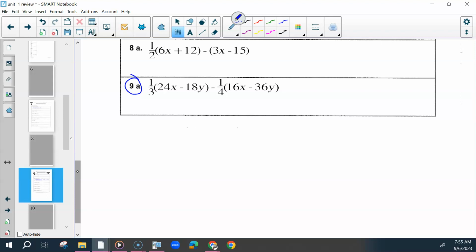Number 9, what would be our first step? 1 over 3 times 24. Say that one more time. 1 over 3 times 24, and 18. We're going to distribute. We can also do negative 1/4 times 16 and negative 36. That part you can do in your calculator, or if there's a 1 up here, it's the same thing as 24 divided by 3, negative 18 divided by 3, 16 divided by negative 4, negative 36 divided by negative 4. You do that however you choose. Tell me what those new terms would be.